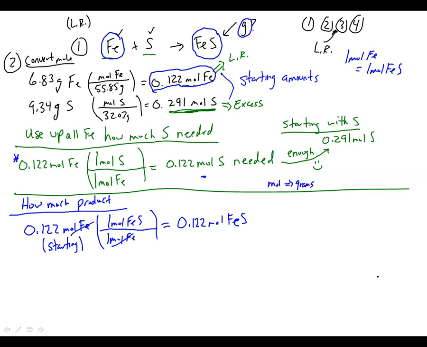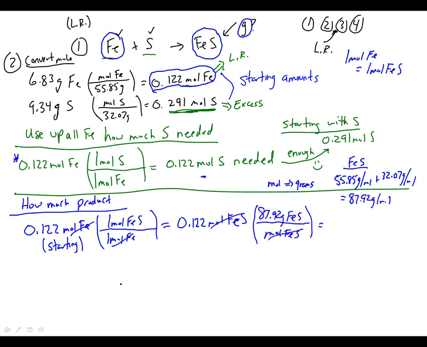Again, we're going to have to add up the molar masses, iron and sulfur. And that tells us that the molar mass of FeS is 87.92 grams per mole. So again, with the per mole, we will end up with 10.7 grams, using significant figures.